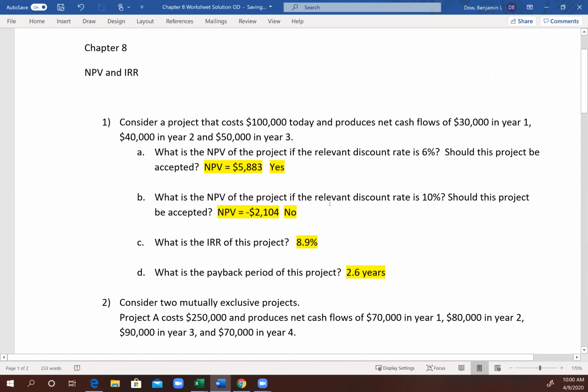Now let's go back and look at chapter 8. Okay. Now, here's the thing that we're going to need to do. We need to figure out what is net present value.